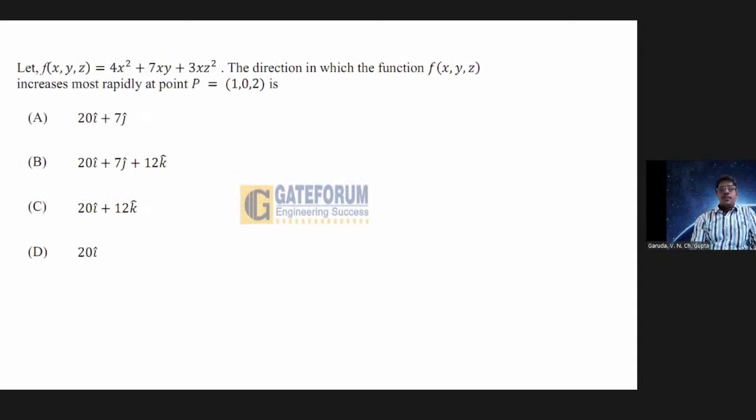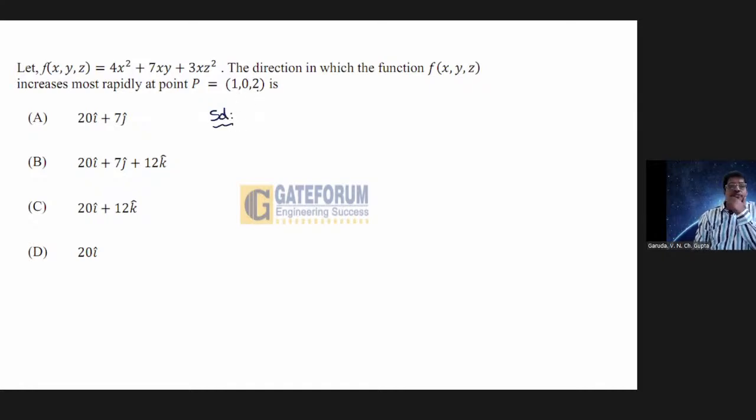Next question. This question is related to vector calculus. Let f of x, y, z, a function of three variables, be 4x square plus 7xy plus 3xz square. The direction in which the function f of x, y, z increases most rapidly at the point P equal to (1, 0, 2) is. Four options are given. Solution.